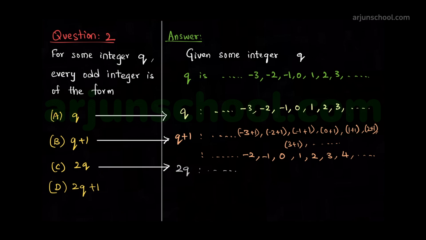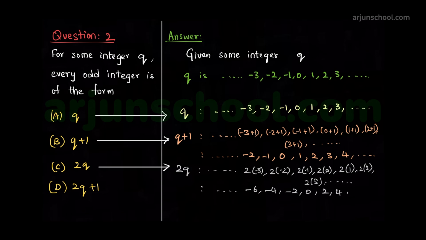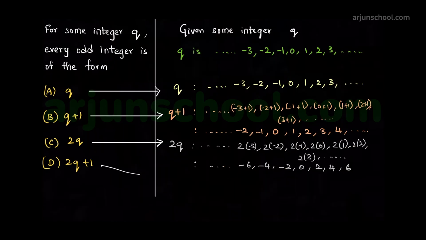Therefore 2q is and so on -3 times 2, -2 times 2, -1 times 2, 0 times 2, 1 times 2, 2 times 2, 3 times 2, and so on. Therefore 2q is and so on -6, -4, -2, 0, 2, 4, 6, and so on. Now let us check the option D, which is 2q plus 1. We can get this by multiplying q with 2 and then adding 1.